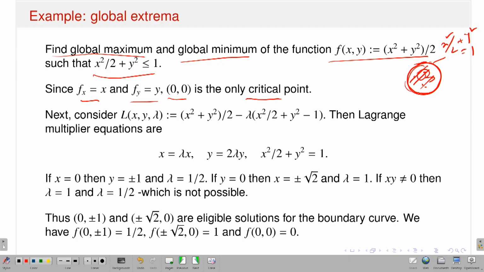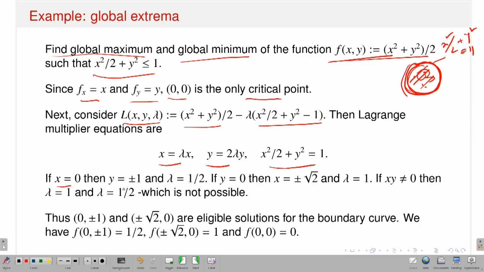Now, to deal with the boundary case, I want the global maxima or global minima, that means I want to extremize my function f subject to the condition that x,y should be on the boundary, that is, satisfy equation 1. So it is a constrained maximum, right? Now I have to use what is called the Lagrange multiplier. I introduce a Lagrangian L of x,y,lambda, which is f of x,y minus lambda times g of x,y minus 1. The Lagrange multiplier equations give you 3 equations: fx equals lambda times gx, fy equals lambda times gy, and g of x,y equals 1. You have to solve them, that is it.